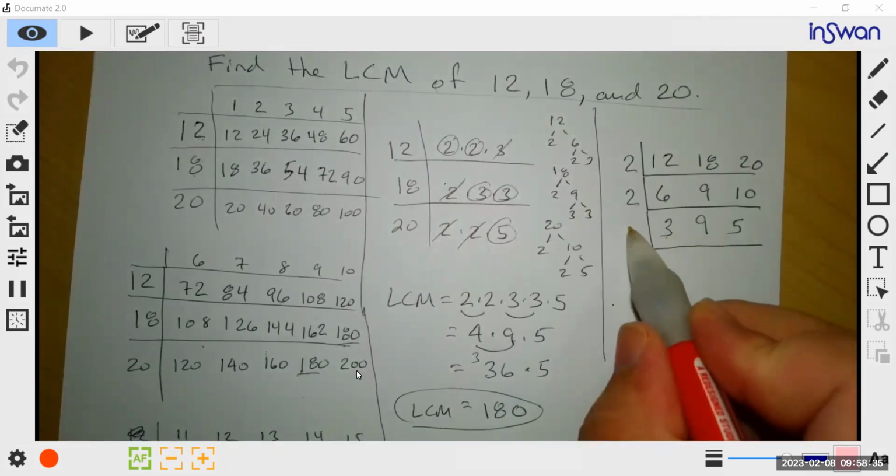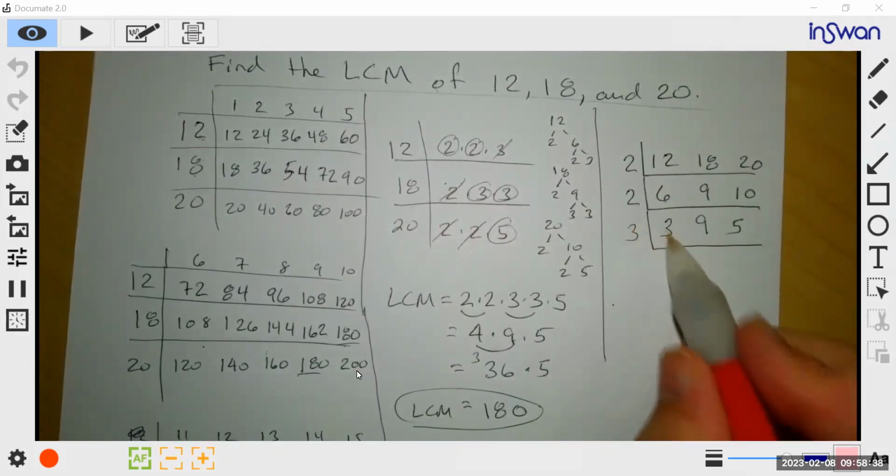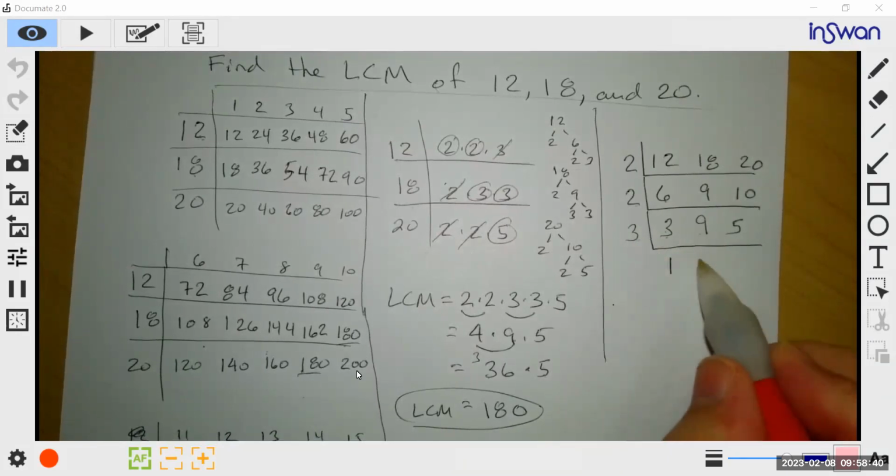What smallest number fits into 3? 3. 3 goes into 3 once. 3 goes into 9 3 times. 3 does not go into 5.